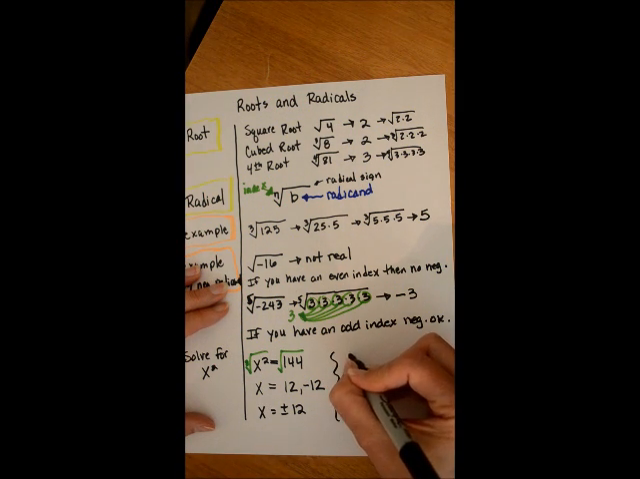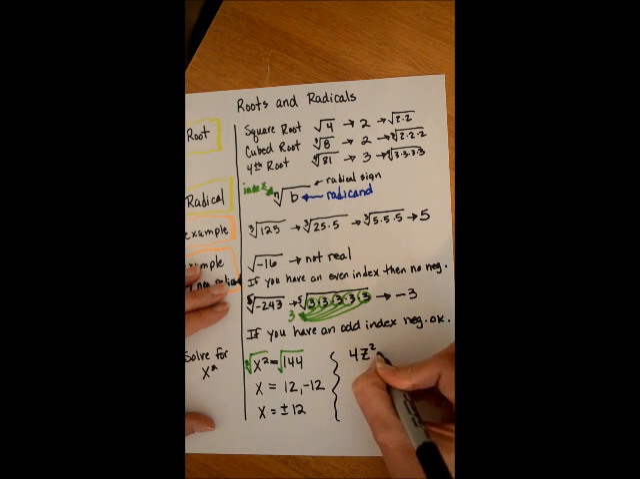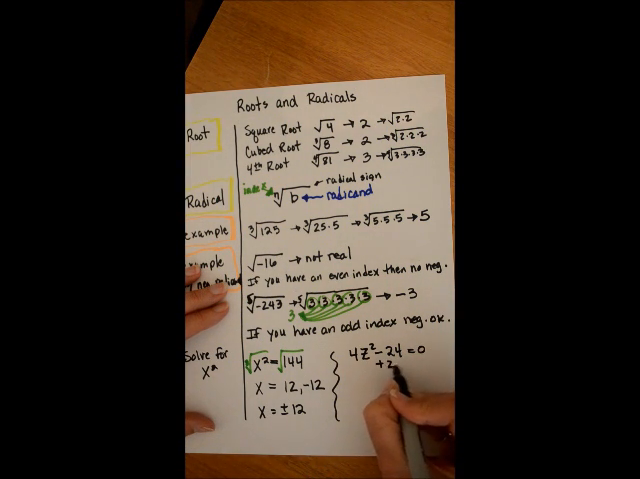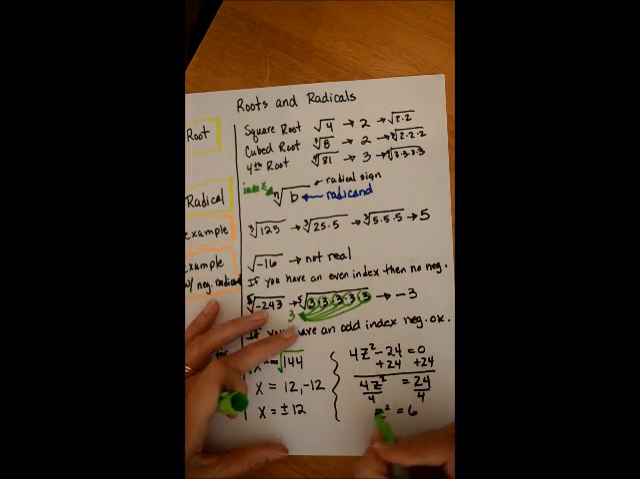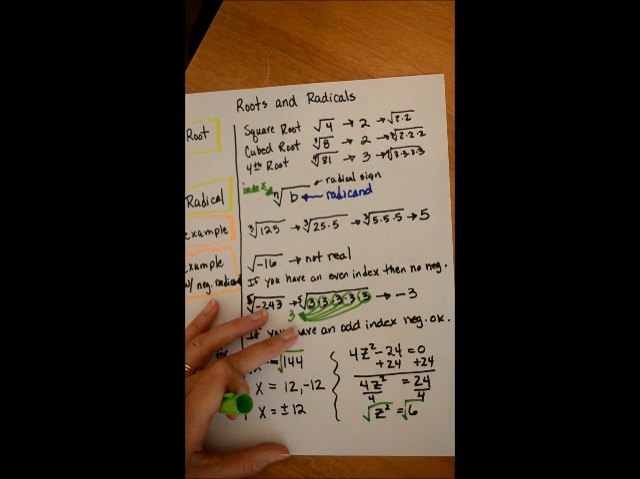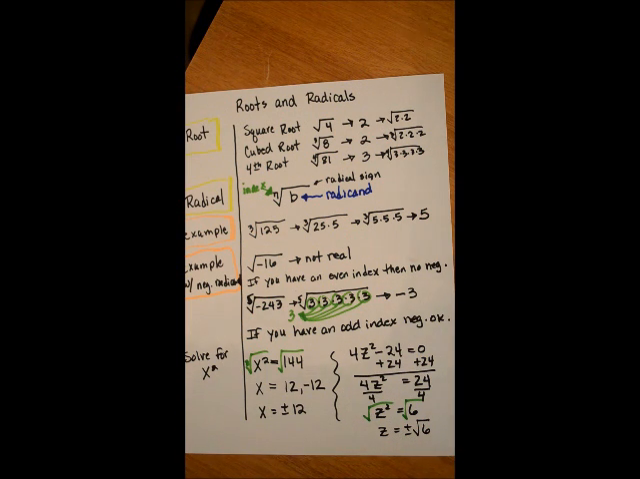Here's another one for you. 4z squared minus 24 equals 0. I'm going to go ahead and add 24 to both sides. What I get is 4z squared equals 24. Divide by 4. Z squared equals 6. I'm going to take the square root of both sides to solve, and I'm going to end up with z equal to plus or minus square root 6. So I am going to get that plus or minus when I'm solving for x squared.